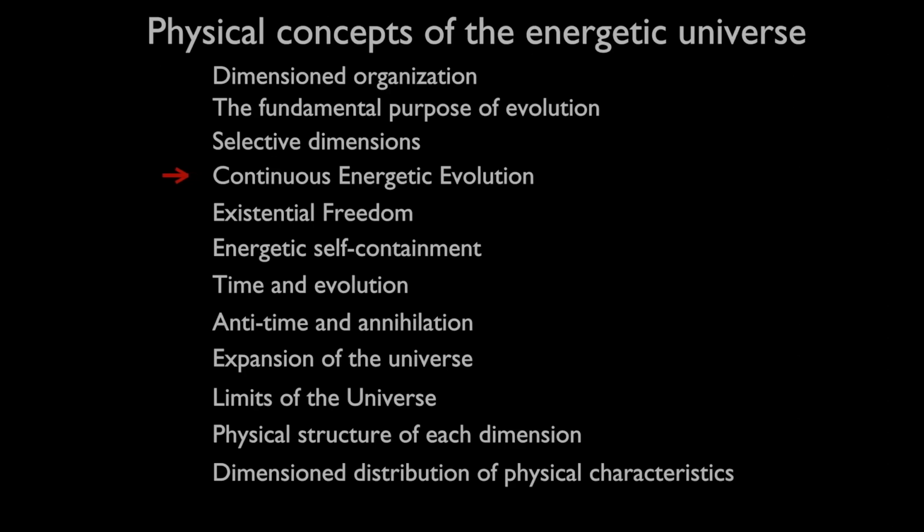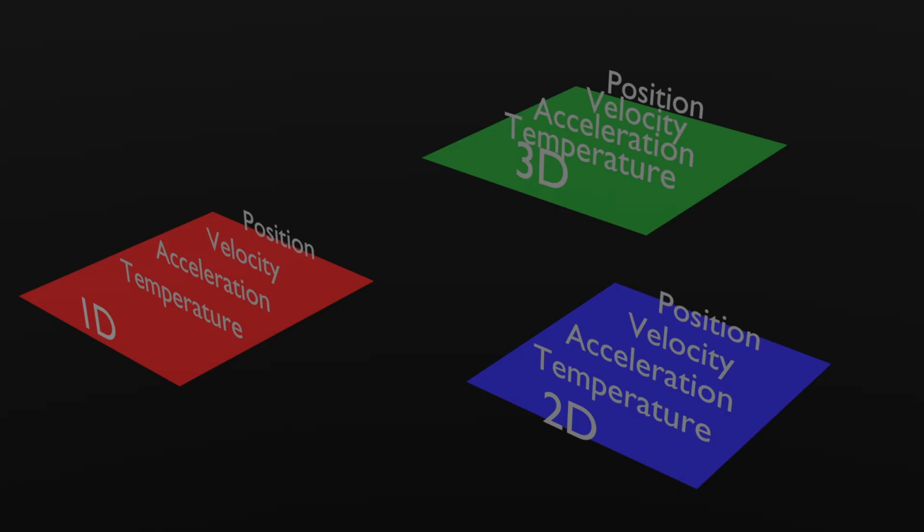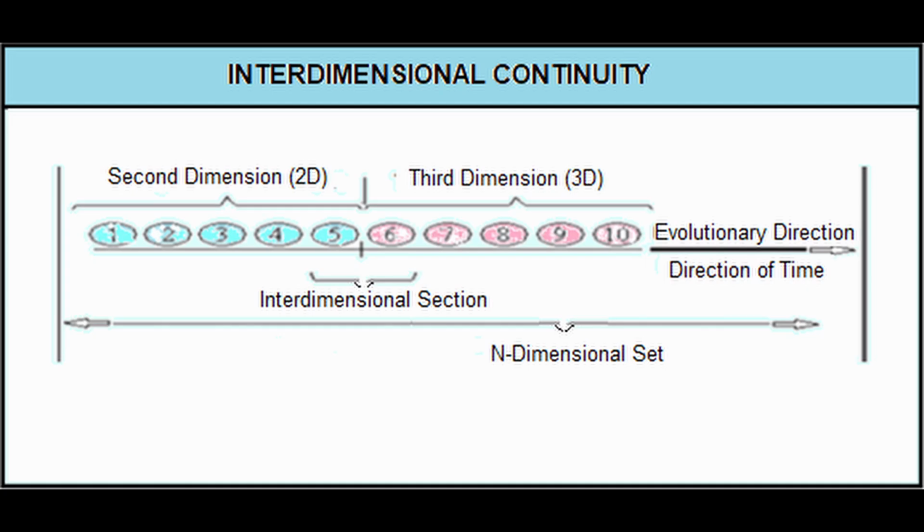Continuous energetic evolution. As stated above, dimensions are selective. That is, they can be structured or inhabited only when the entities acquire an existential level that makes it possible. Although the dimensions have different degrees of freedom between them, the entire evolutionary process from the first to the nth-1 dimension happens continuously. Suppose, for instance, an entity that carries out an evolutionary process through time within a section of this universe, as illustrated in the figure below. It indicates the evolutionary process in a transition from the second to the third dimension.